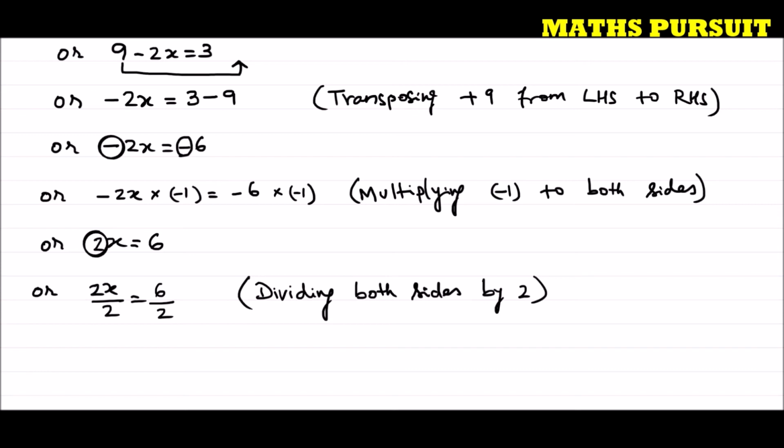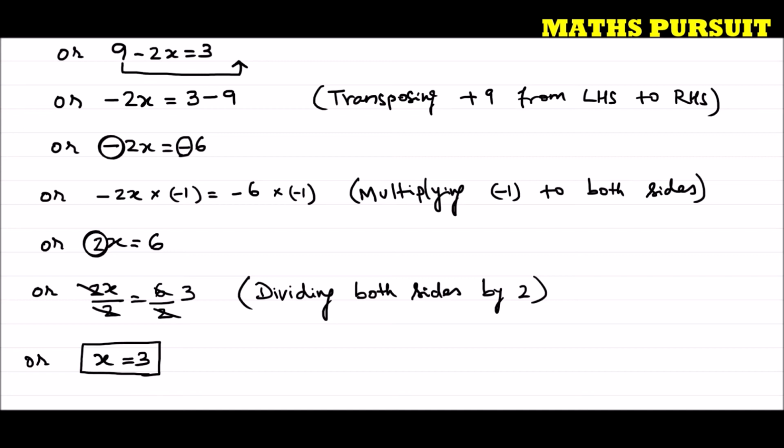Or what can I write? I can write x is equal to 3. How? These two cancel out, and 2 threes are 6. So we got the value of x as 3.